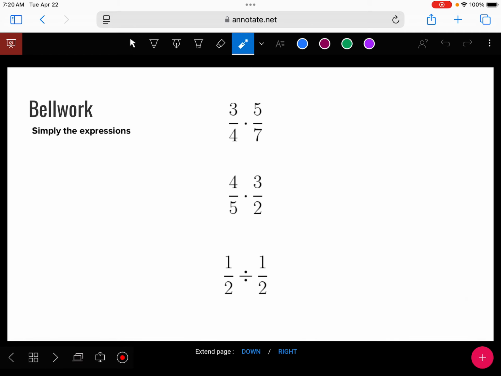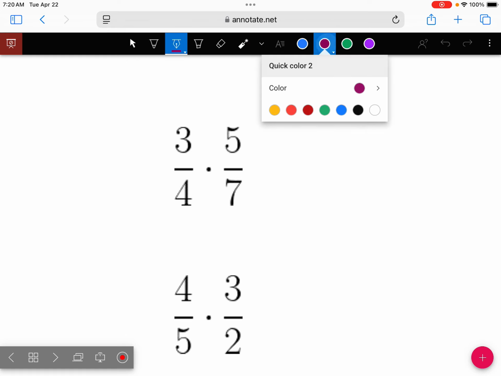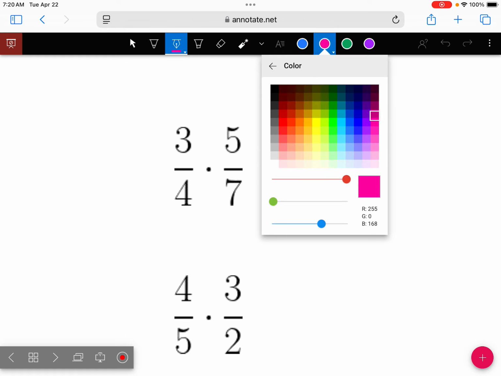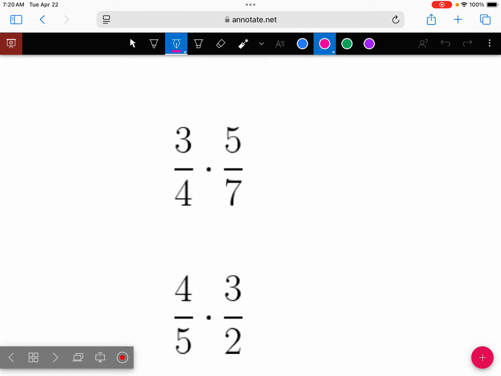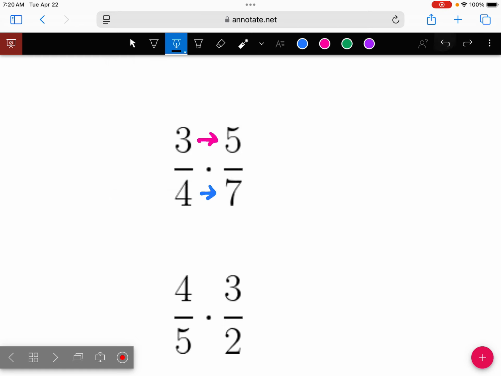So looking at this top one here, what do we do for 3/4 times 5/7? Straight across. Cross multiply, what we're thinking of, is when there's an equal sign in between. So that does not work in this case. There's no equal sign. So we go straight across. So we're going to wind up with another fraction.